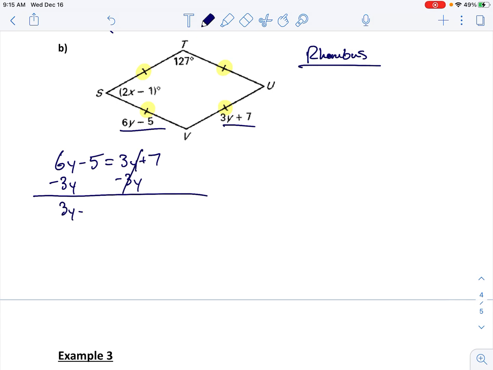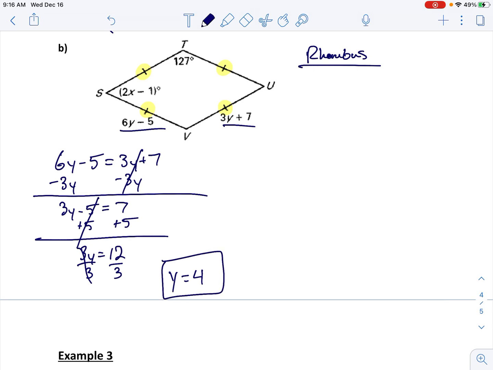So we got 3y minus 5 equals 7. I'm going to add 5. So 3y equals 12, and then divide by 3, and we got y equals 4. So y is done. Let's find x.